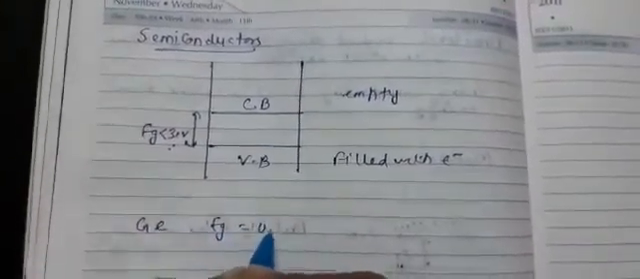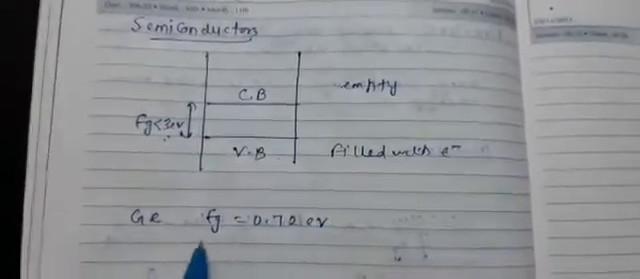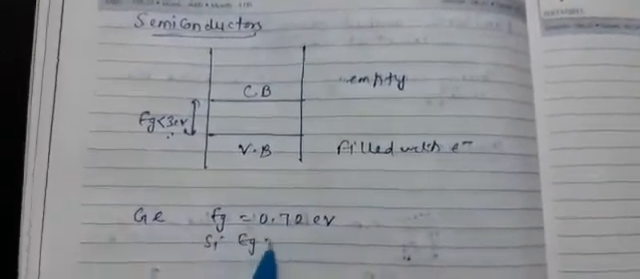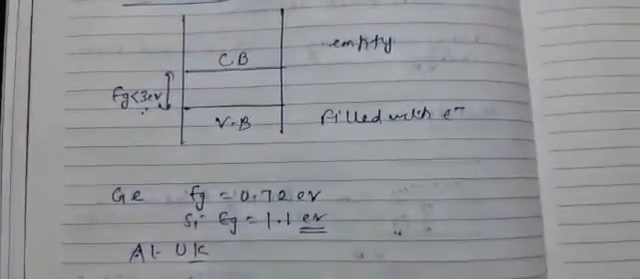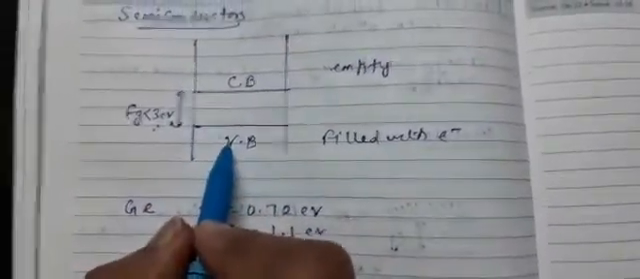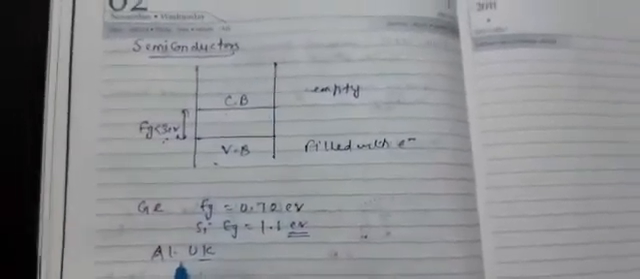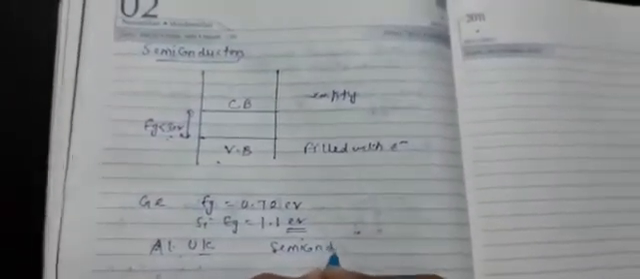Especially if we take germanium, the band gap energy is equal to 0.72 electron volt. And for silicon, this band gap energy is 1.1 electron volt. At absolute zero, at 0 Kelvin, what will happen? As electrons are not able to cross even the very small energy gap, the conduction band remains empty. So a semiconductor at 0 Kelvin behaves like an insulator, but only at this temperature.